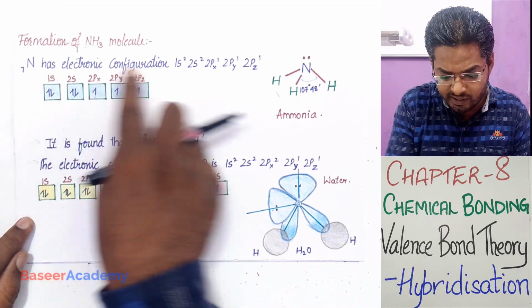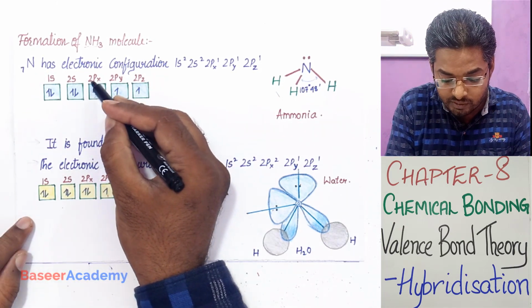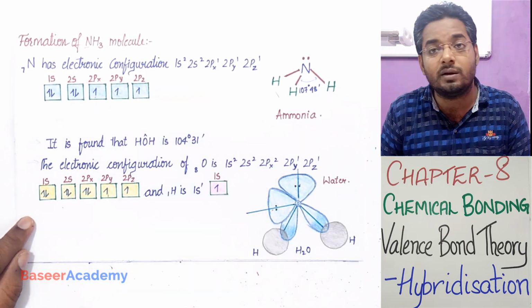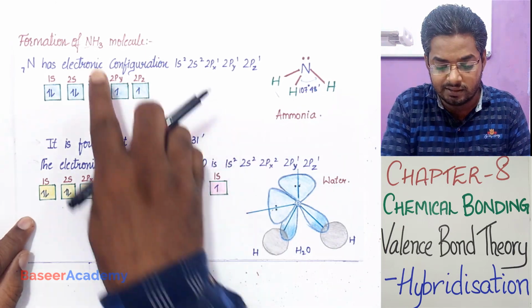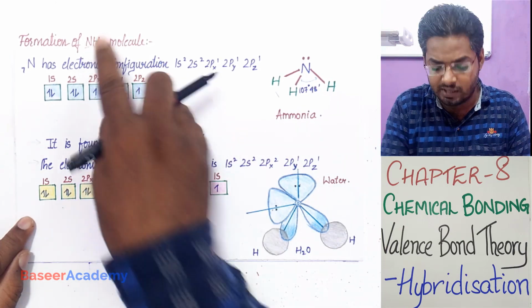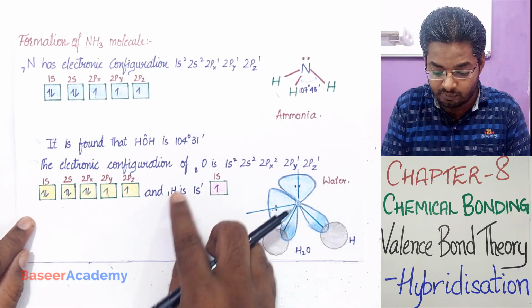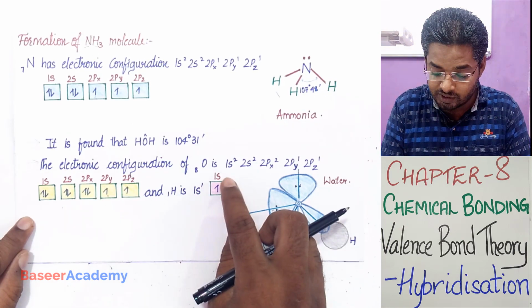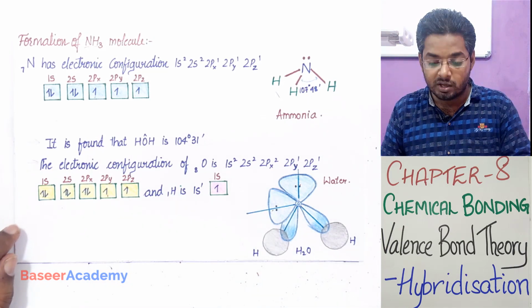From the electronic configuration, we can make out that nitrogen has one unpaired electron in the 2px orbital, one unpaired electron in the 2py orbital, and one unpaired electron in the 2pz orbital. Since nitrogen is combining with hydrogen, let us write down the electronic configuration of hydrogen also. The atomic number of hydrogen is 1, and the electronic configuration is 1s1. So hydrogen has one unpaired electron in the 1s orbital.